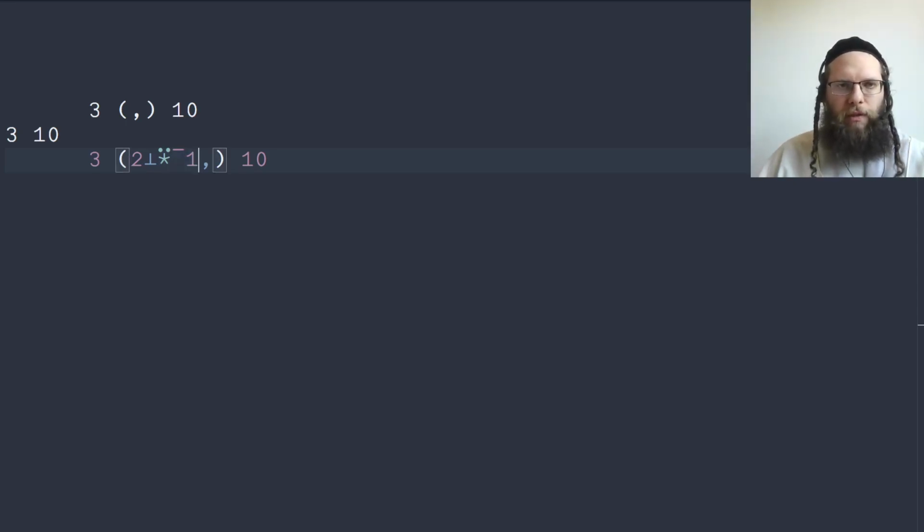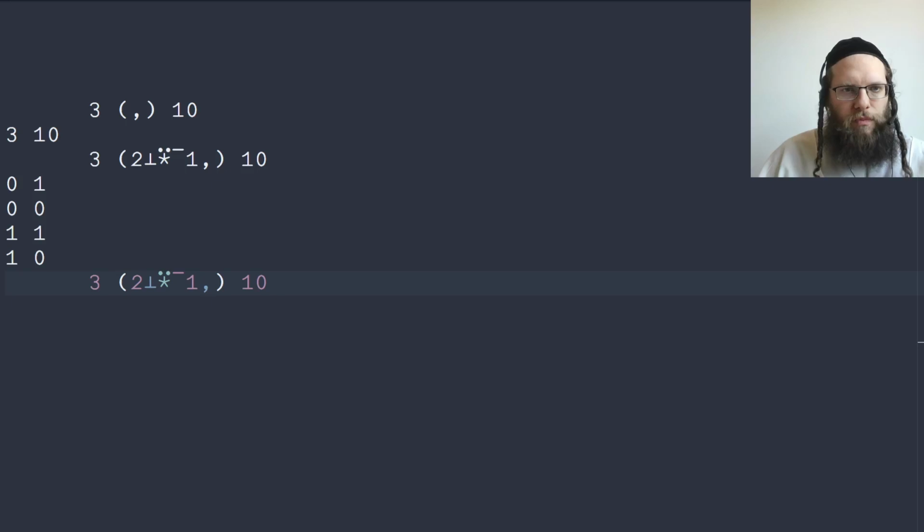The way this parses out is it's called a fork. It means we apply this function to the arguments 3 and 10. That gives us the vector 3, 10. And then we are applying this function, which is the inverse base evaluation, that is an encoding to base 2. And what we get here is one column per number.